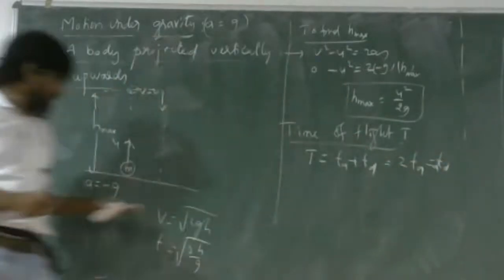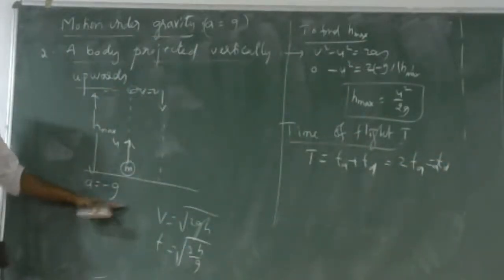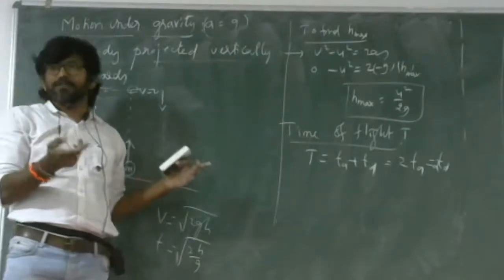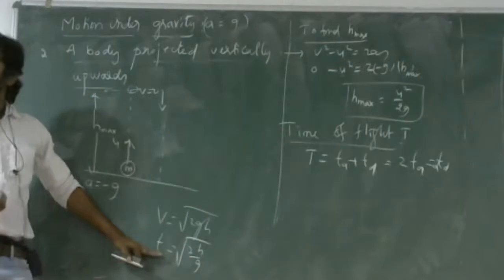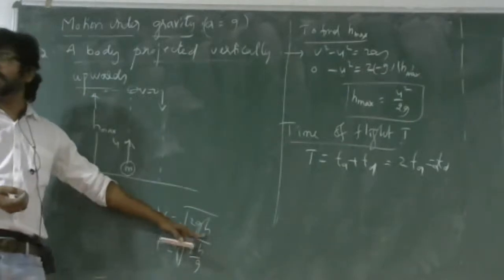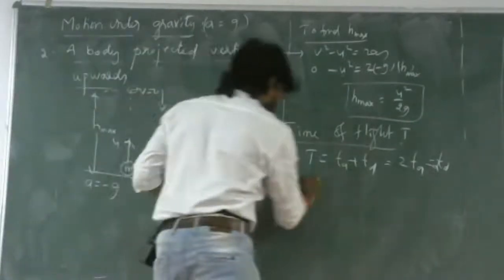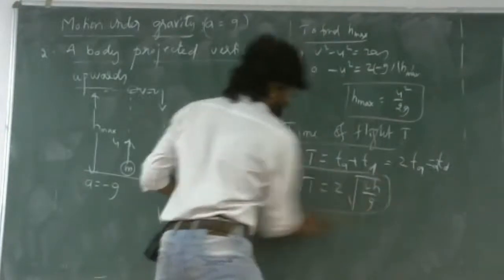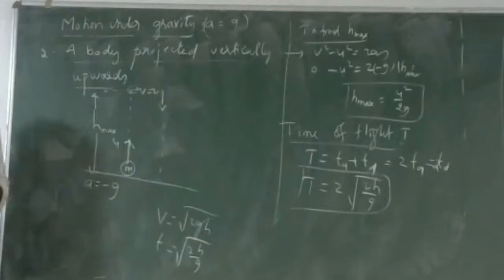So what is this time of ascent or time of descent? To understand this, you have to use the second equation, s equal to ut plus half at square. By using that you will get this. 2 into this. Is it clear? So t, the time of flight, is equal to 2 into square root of 2h by g. Got it?